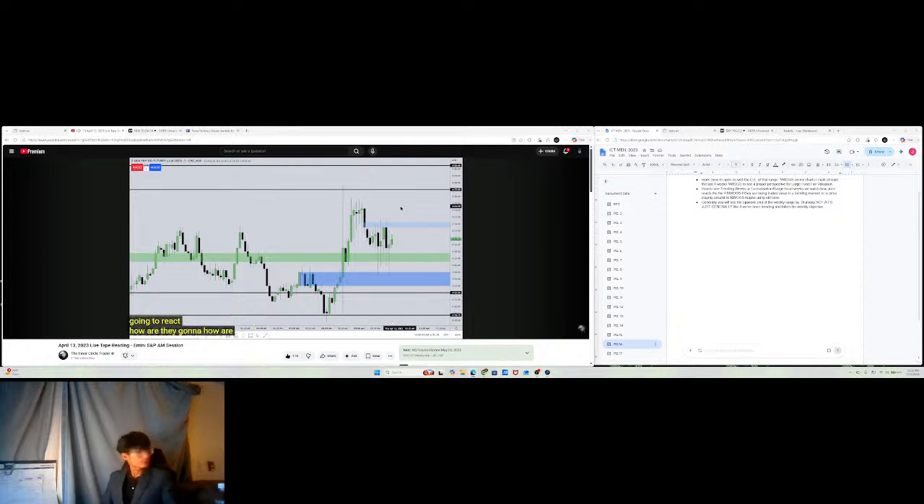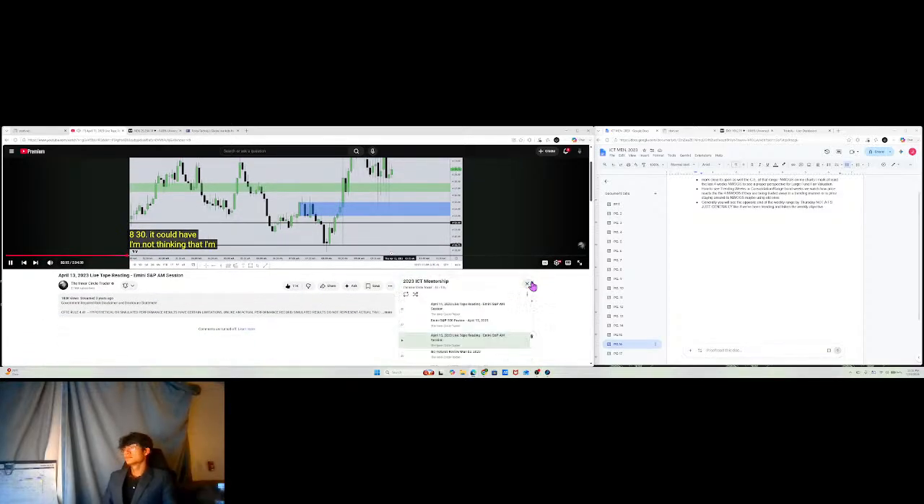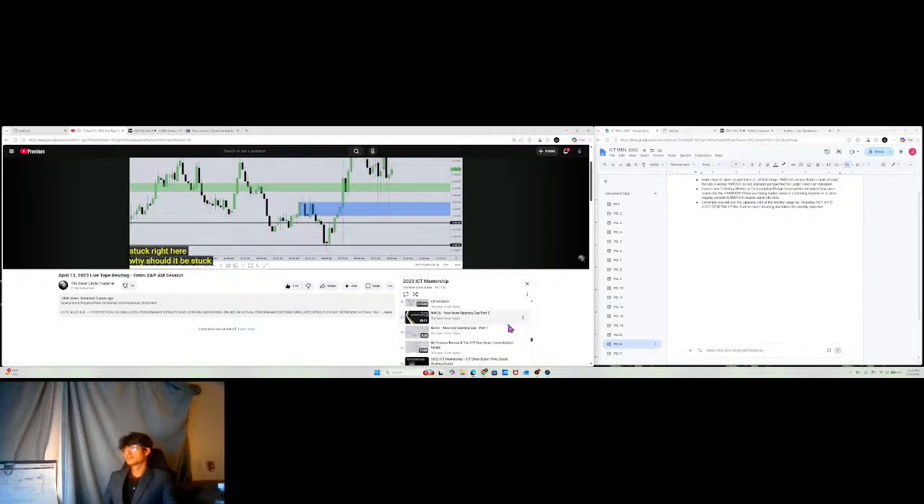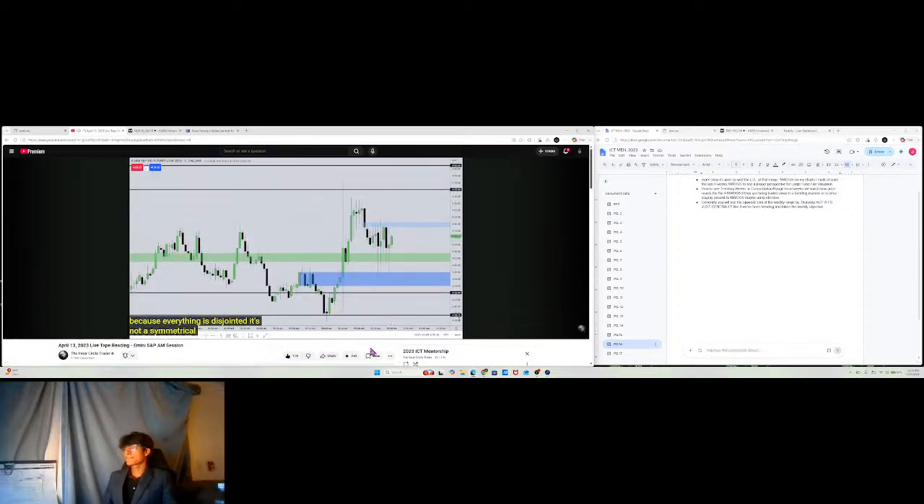How are you as a trader going to look at price action like this? And every time it dropped down like that, I guarantee you, some of you were salivating. It's going to go down for those relative equal lows at 8 o'clock and 8:30. It could have. I'm not thinking that. I'm thinking it's stuck right here. Why should it be stuck? Because everything is disjointed. It's not a symmetrical market. All three averages are not moving together. They're not moving in tandem.